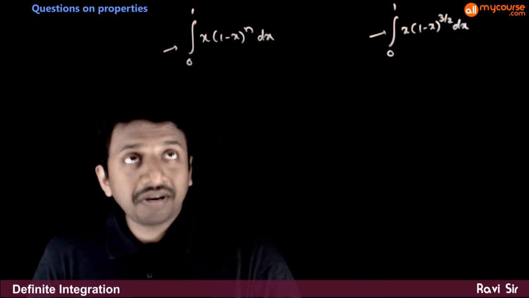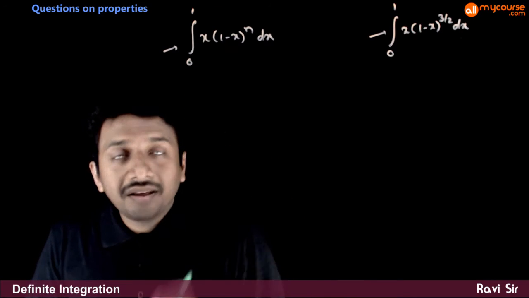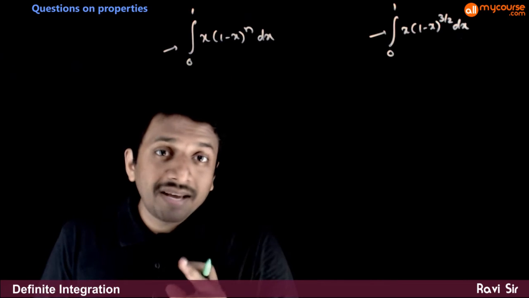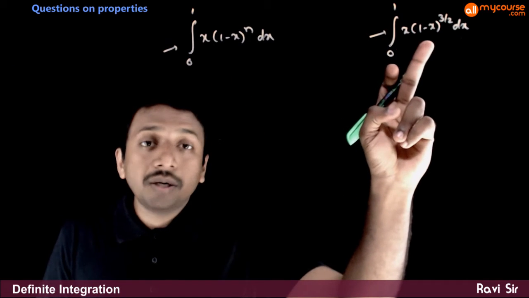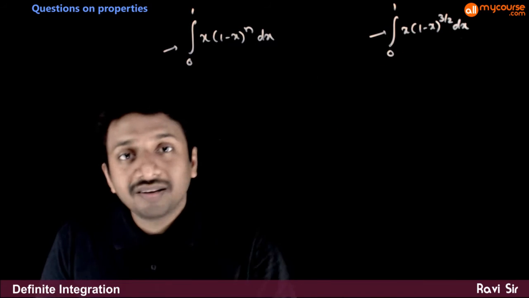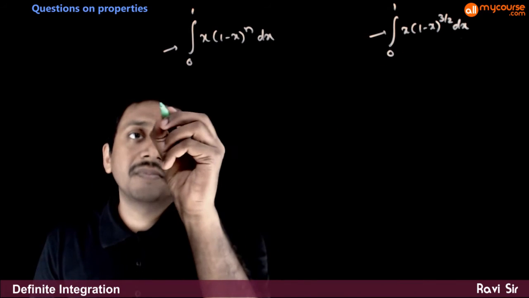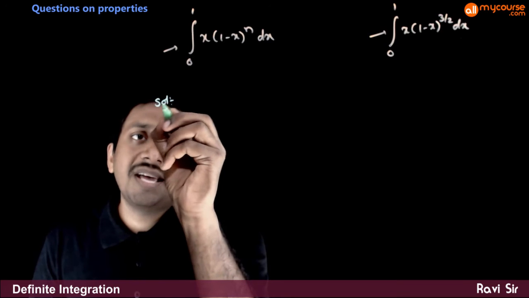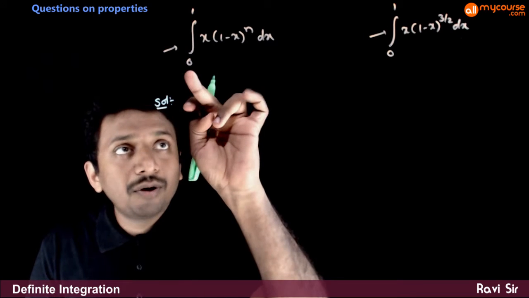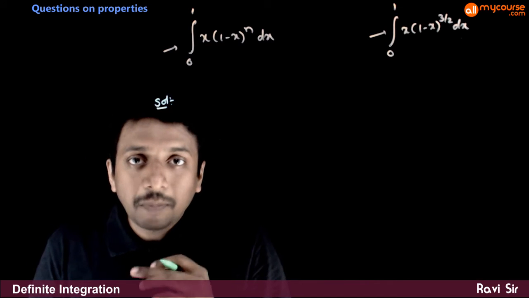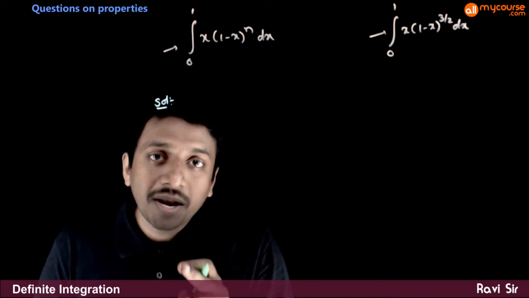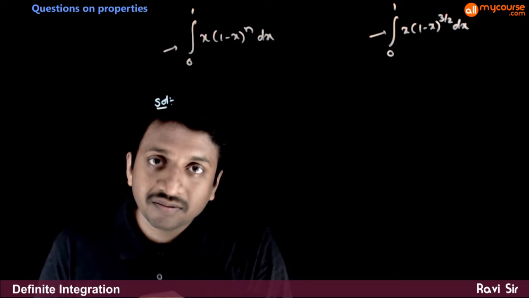In this question, you're asked to integrate 0 to 1 x into (1 minus x) power n dx, and integration 0 to 1 x into (1 minus x) whole power 3 by 2 dx. Second, we use the same property because the lower limit is equal to 0 and the upper limit is 1. The property says that you can substitute 1 minus x in the place of x.